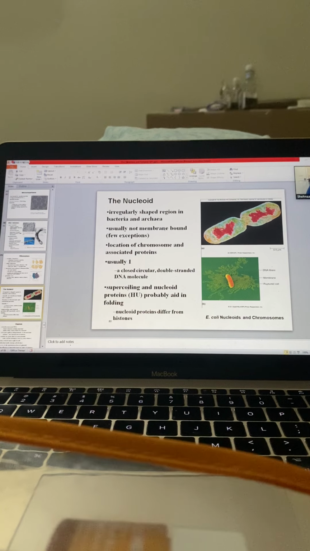Usually not membrane bound, but we are finding some exceptions to this rule also, where a single membranous layer may be found around, but it will never be a true nucleus, okay?